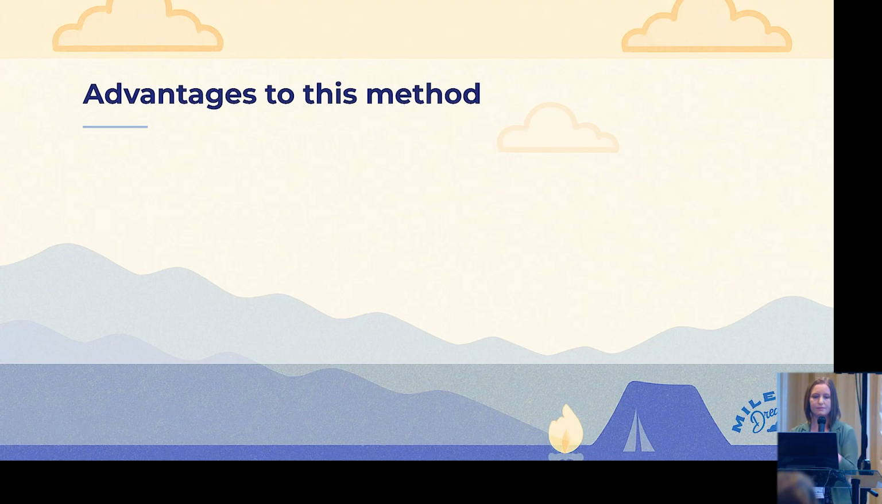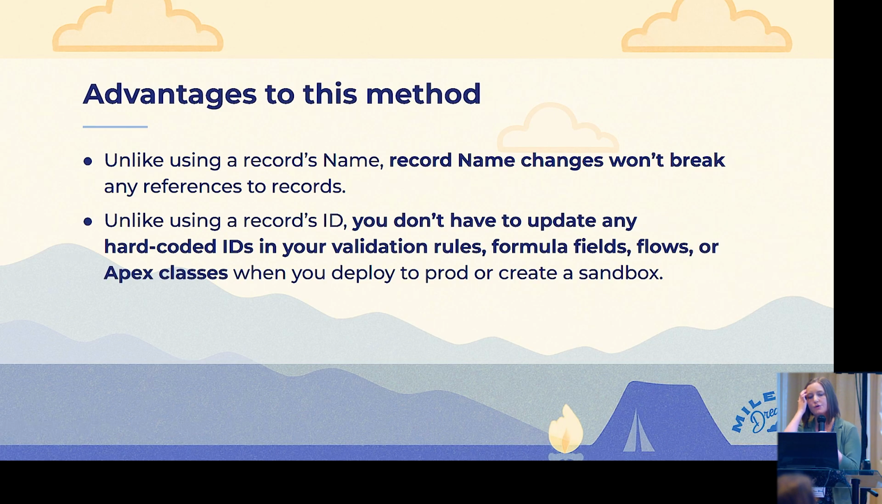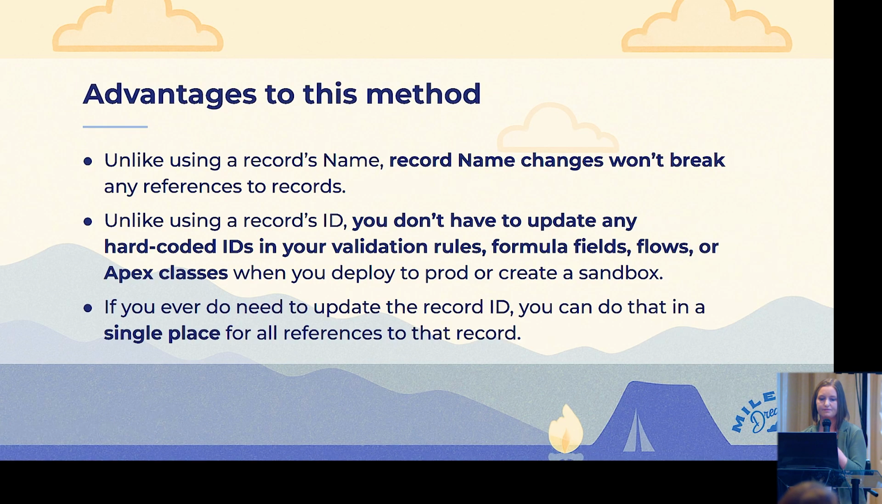So just to wrap up, advantages of this method. Number one, unlike using a record's name, record name changes won't break any references to your records. Number two, unlike using a record's ID, you don't have to update any hard-coded IDs in your validation rules, formula fields, flows, or Apex classes when you deploy to prod or when you create or refresh a sandbox. And on the rare occasion that you ever do need to update a record ID, you can do that in a single place for all references to that record. And that would be just directly in your custom metadata type.